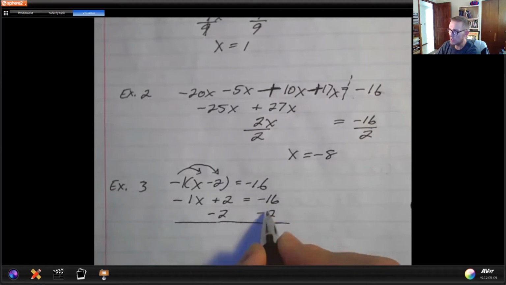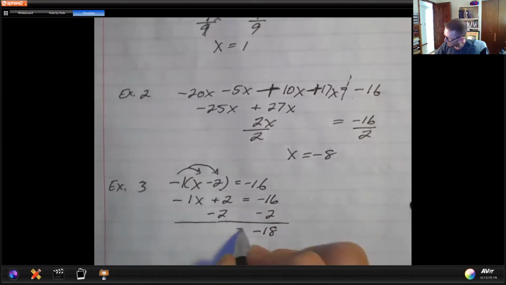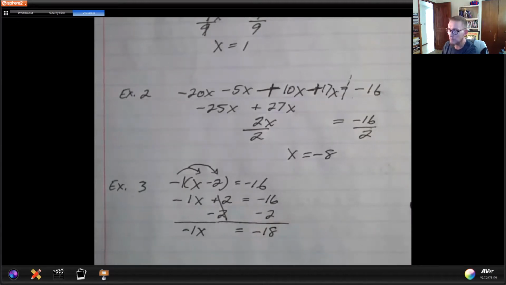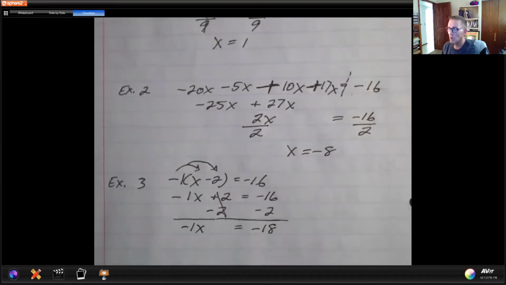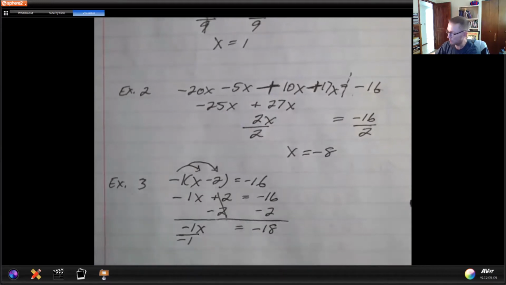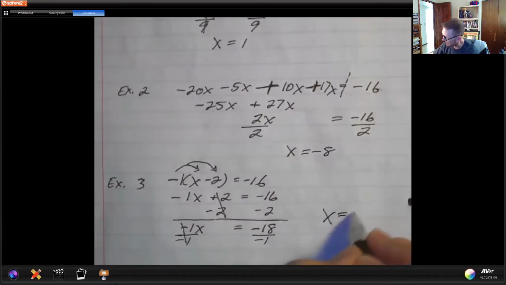A -16 and a -2 makes -18. Bring down the equals. Bring down the -1x. The -1 is touching the x, so that means divide, because that's the opposite of multiplication. And when I divide, a -18 divided by a -1 means that x equals 18.